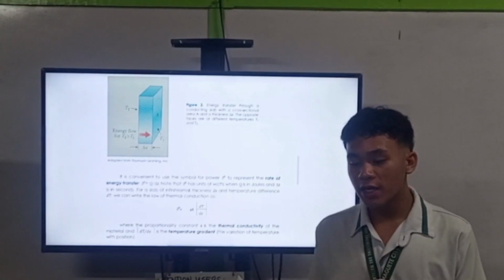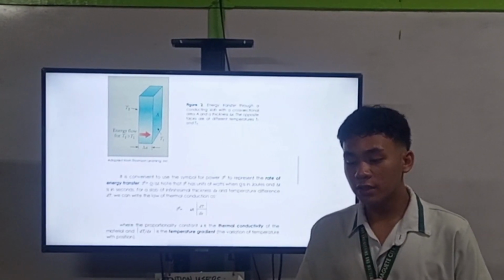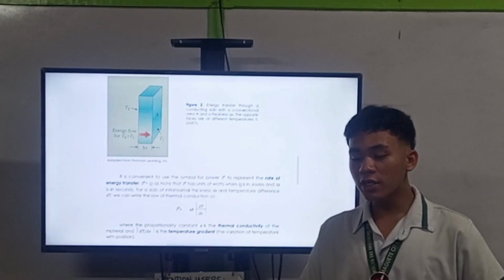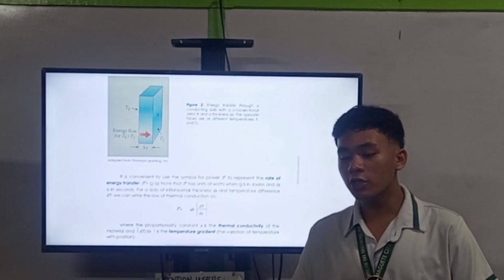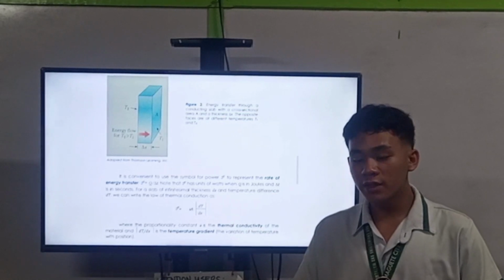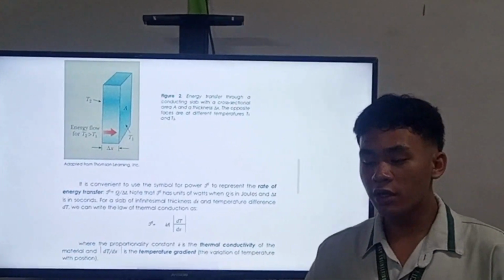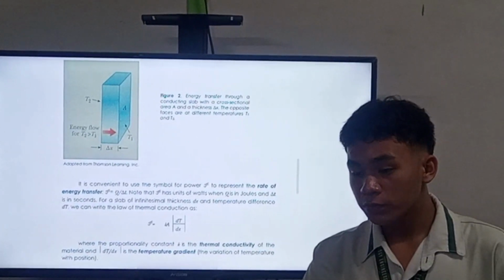as P equals KA dT over dx, where the proportionality constant K is the thermal conductivity of the material, and dT over dx is the temperature gradient, or the variation of temperature with position.